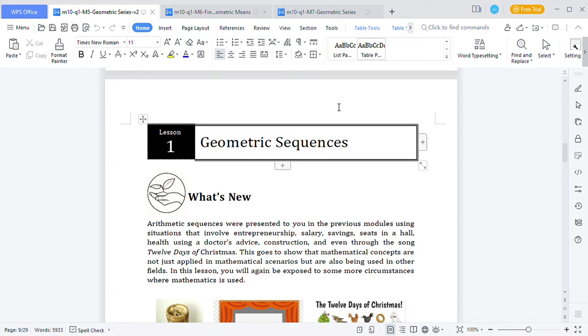Okay, so once again, good morning, everyone. So this time, we will discuss the sequence, the geometric series, and the geometric means.